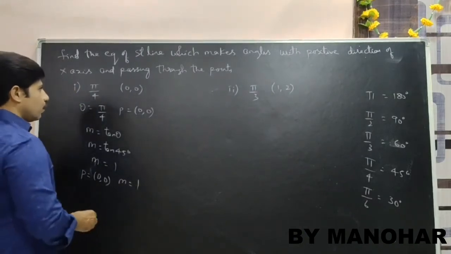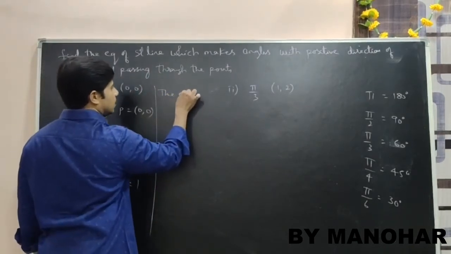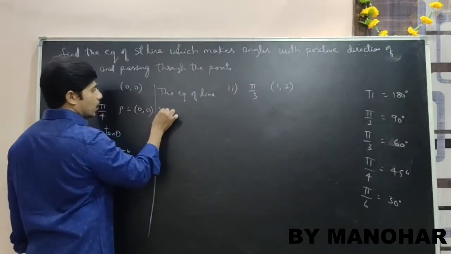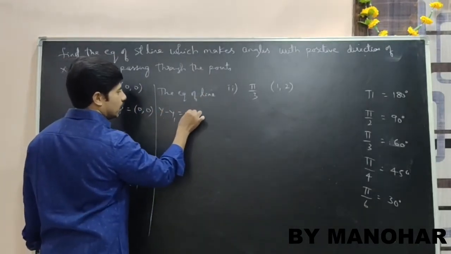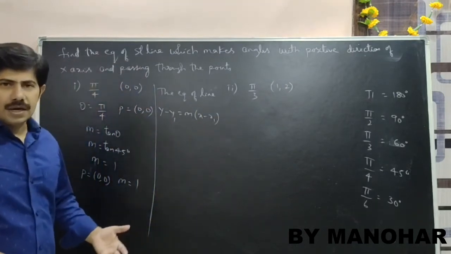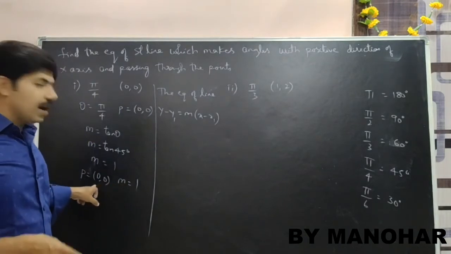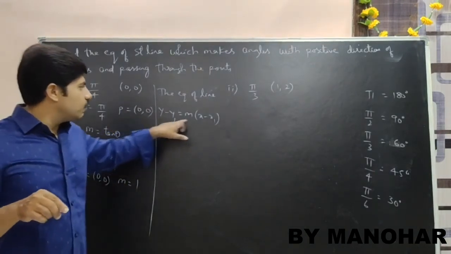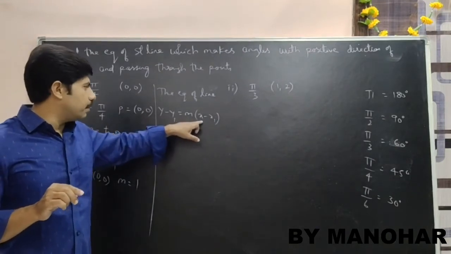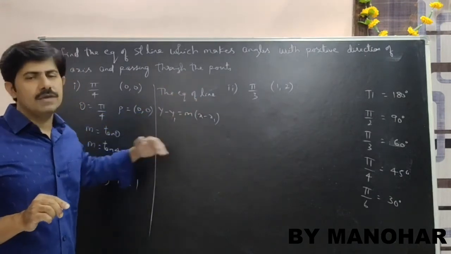Then the equation of line is nothing but y minus y1 is equal to m into x minus x1. That means here, in order to find the equation of a line, we have a slope and we have one point. So using the one point form, that is y minus y1 is equal to m into x minus x1, using this identity or this formula, we will find the equation of line.